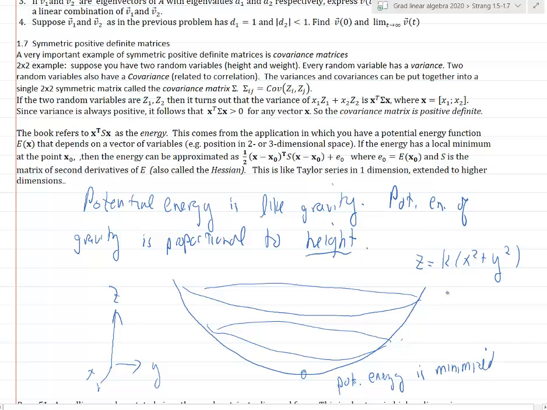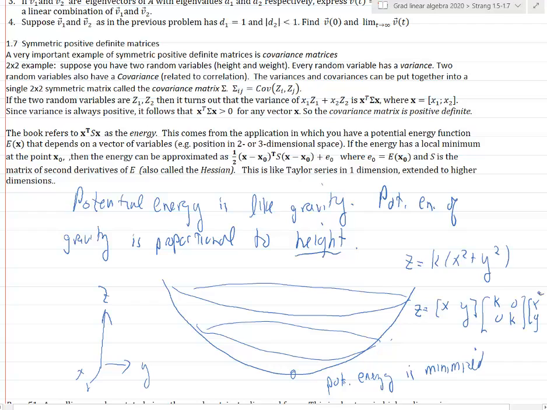Now I could write this in the following way: z equals x y times k times x y. This is called a quadratic form. This is a very important transformation that you see all the time in physics and in other applications as well. So here I've written this in the form of the vector x times a matrix S times another vector here, and this matrix is symmetric. Now, when I say x squared plus y squared, I'm using the fact that this is the point 0, 0.